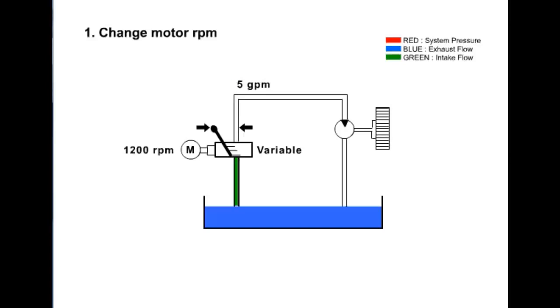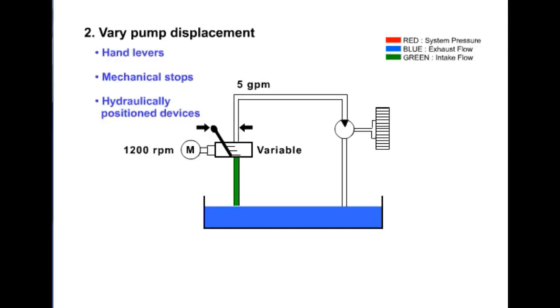For example, the displacement of an axial piston pump is determined by the distance the pistons are pulled in and pushed out of the cylinder barrel. Since the swash plate angle controls this distance in an axial piston pump, we need only to change the angle of the swash plate to alter the piston stroke and pump volume. Several means of varying the swash plate angle are used. They may include hand levers, mechanical stops, or more sophisticated hydraulically positioned devices.